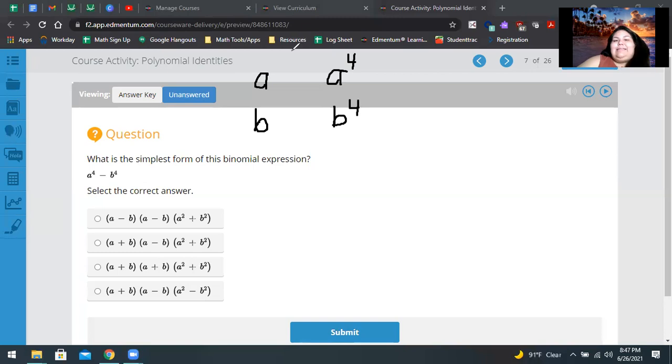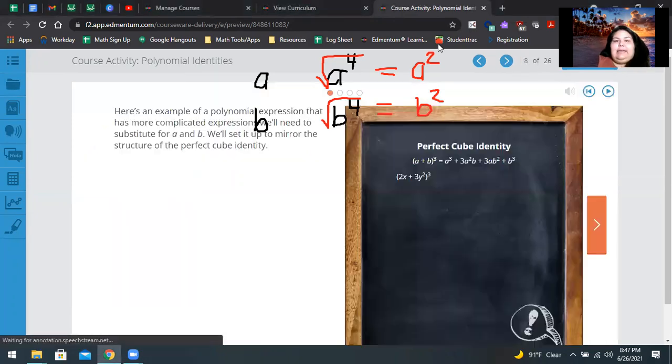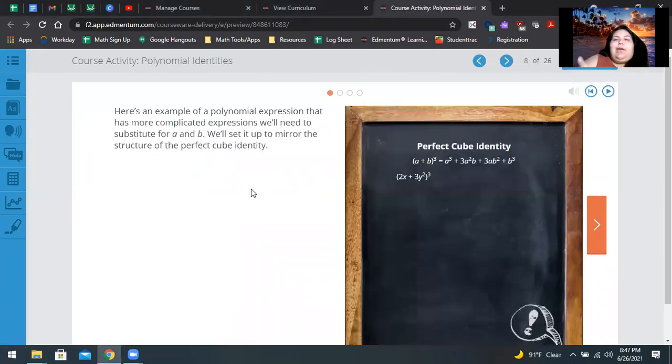And again, like I said, difference of squares, you're going to take the square root of each term. By taking the square root here, you have a squared, and taking the square root of b to the fourth, it is b squared. So go ahead and apply that using the information of difference of squares. And again, you're going to expand it one more time. Let's take a look at slide 8. Again, remember, don't forget that you're going to pause the video and work on it, and then just come back straight to it.